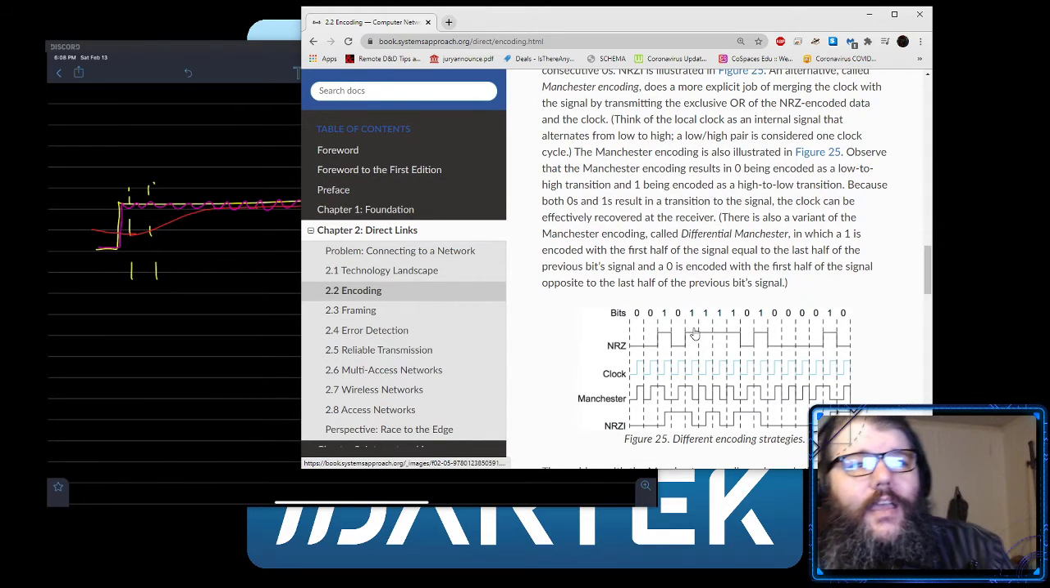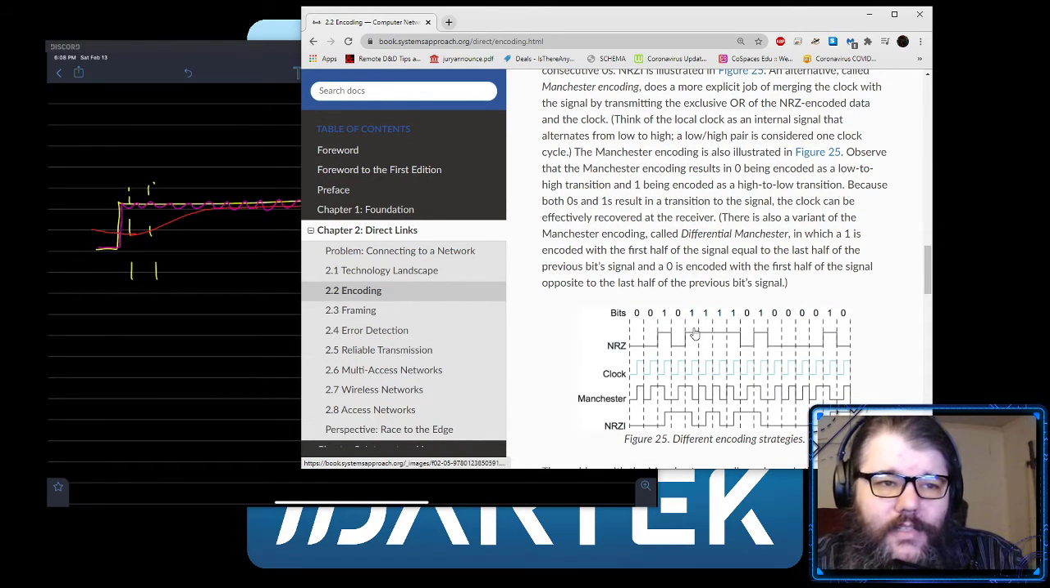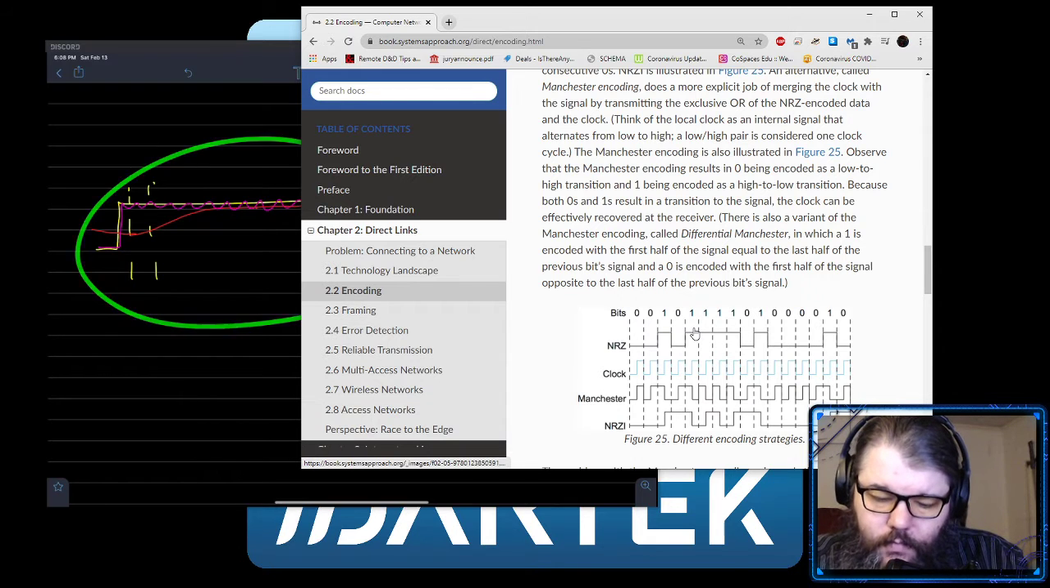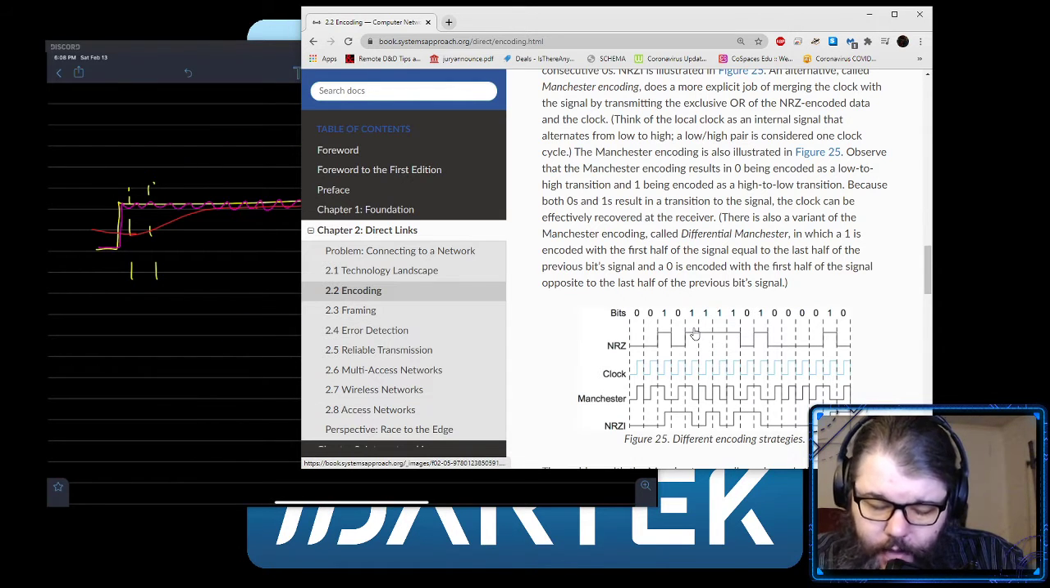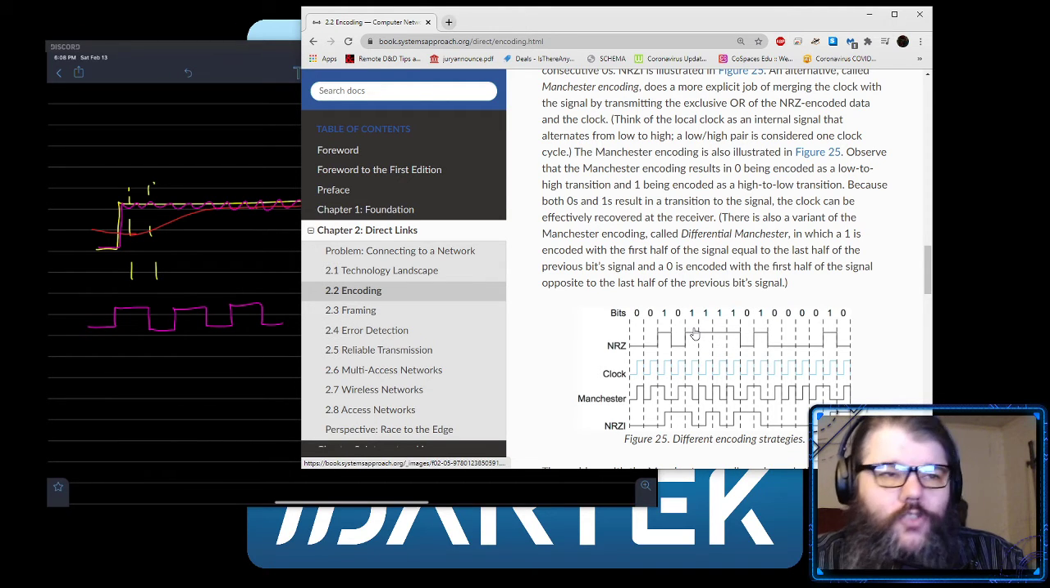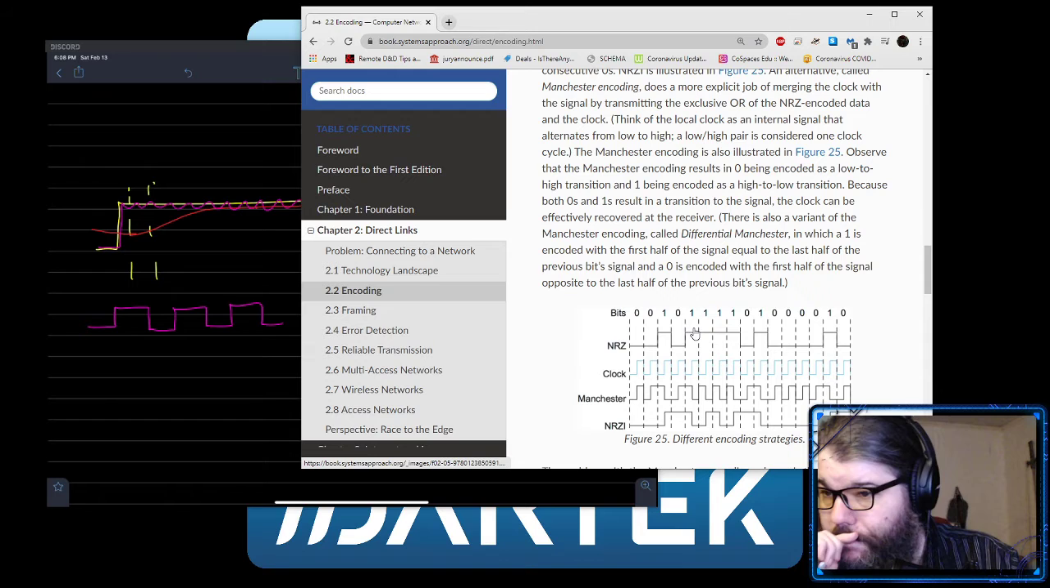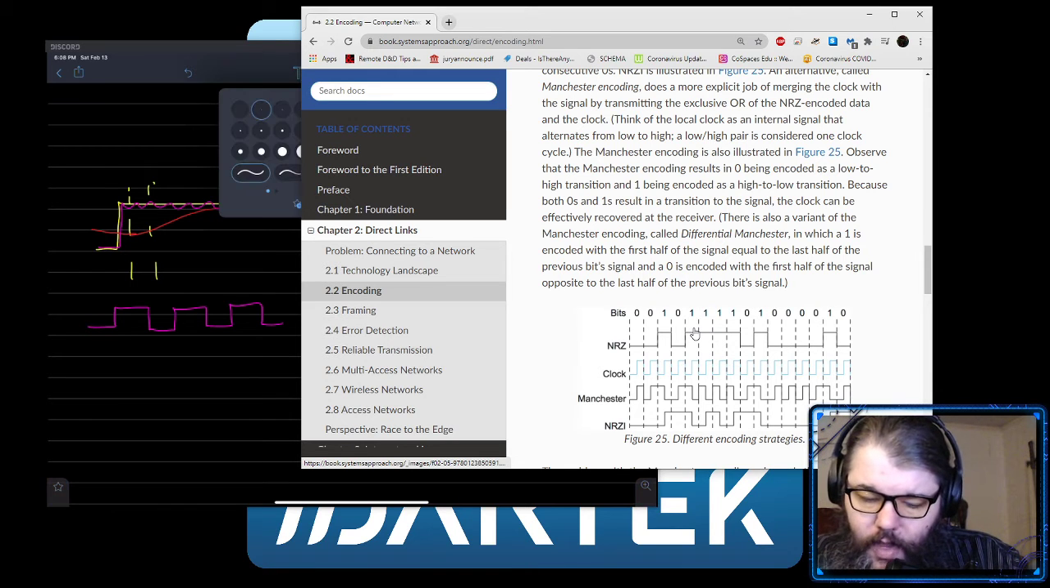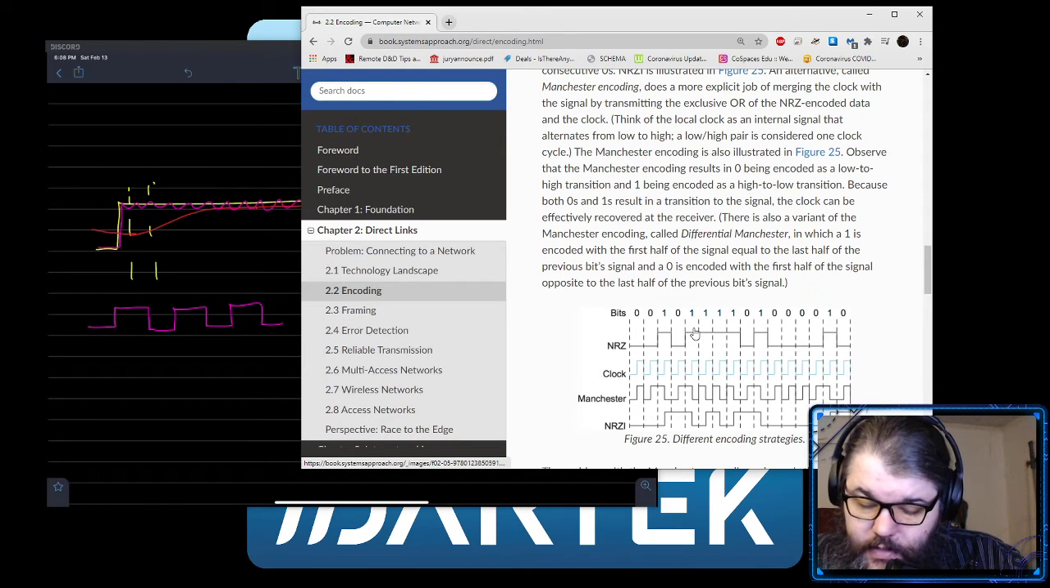NRZI is neat because if you have a long string of 1s like we do here, then instead of this creep happening, it translates that long string of 1s into a long string of ups and downs. So it prevents this sort of creep from happening. Now, unfortunately, NRZI does not fix the situation in which you have a very, very long stream.